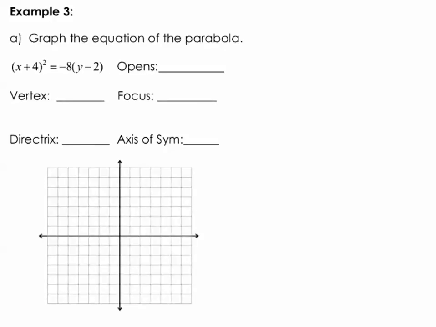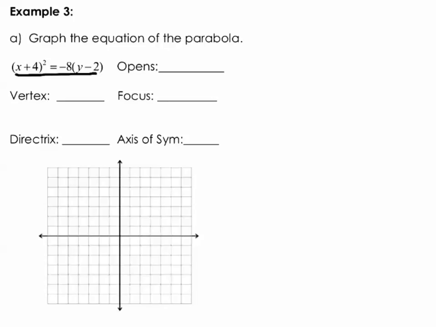Right, so the last thing we're going to talk about is writing equations and graphing parabolas that are shifted. All the examples you have seen have been where the vertex is at the origin. So what you want to do is identify, first of all, that this parabola here is not centered at the origin, because we've got numbers inside the parentheses with the x and the y.